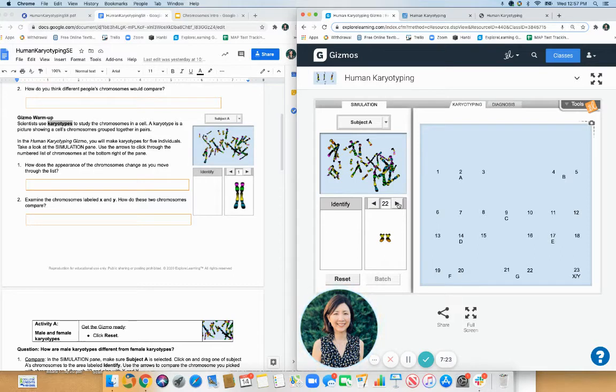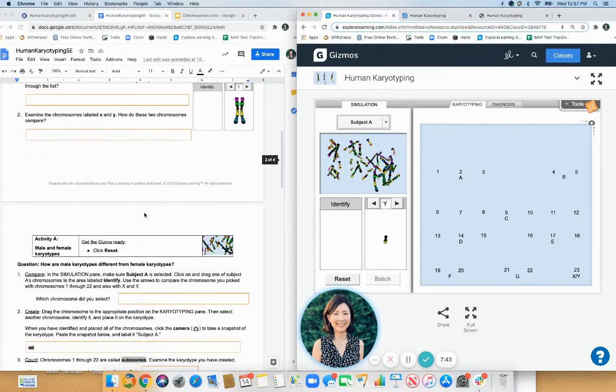And then now we're going to hit the sex chromosomes. So you've got, this is an X chromosome and this is a Y chromosome. So we can already tell that this subject is going to have an X and a Y. So you should already know whether that's going to be a boy or a girl. Okay. So you can answer those questions.